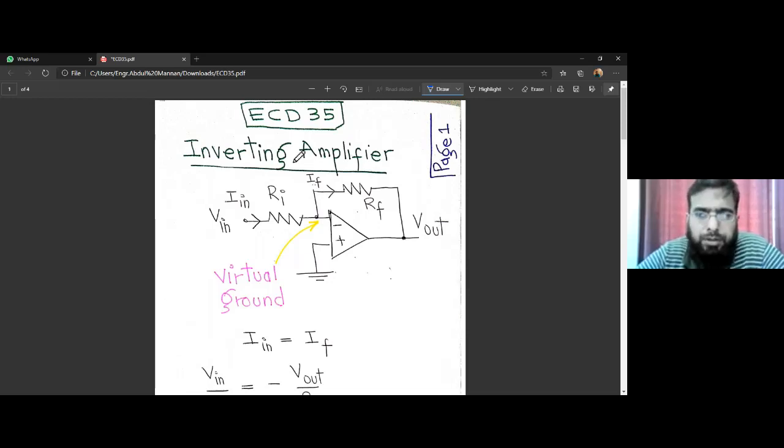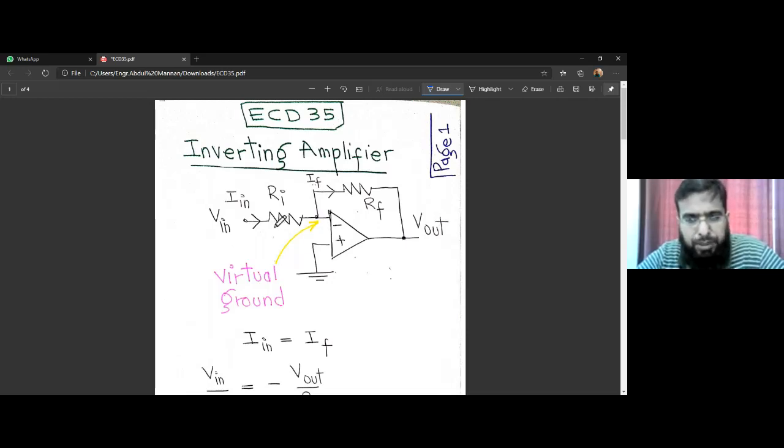In this lecture we'll study an expression to compute voltage gain for an inverting amplifier. In the last lecture we computed voltage gain for a non-inverting amplifier and for a voltage follower based on an op amp. Right, this is the sample circuit for an inverting amplifier.